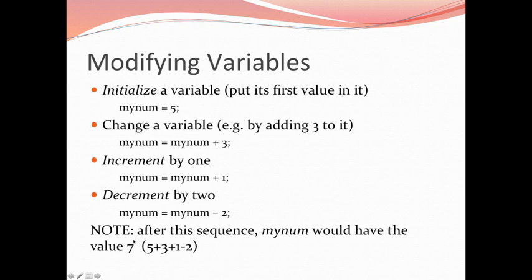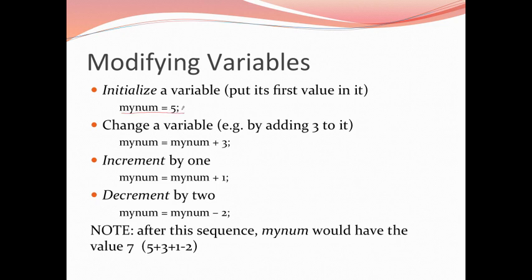Now think about what the word variable means. A variable is something that can change. So in programming, a variable is something that can change, or ahead of time you don't know what the value is going to be. So we can start by taking a variable, for example mynum, and we can initialize it. Initializing means putting its first value in it.